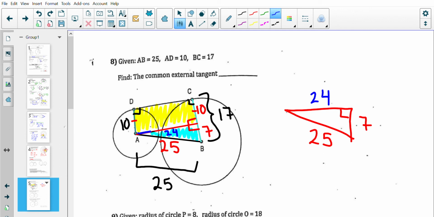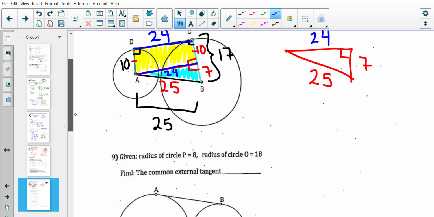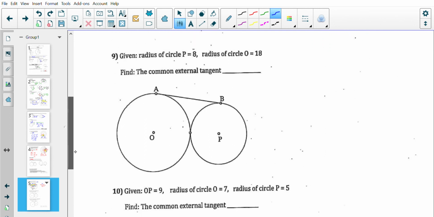But remember, in a rectangle, opposite sides are congruent, which means DC is also 24. So the common external tangent is 24 units long. Now I know this is really different. We're going to do a couple more problems, same process over and over again.